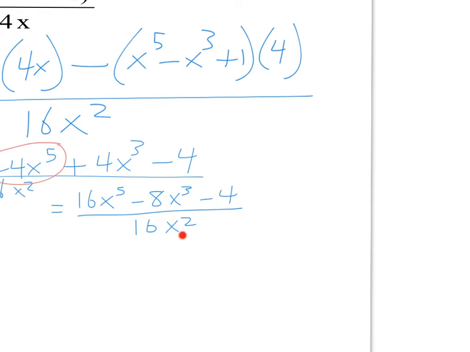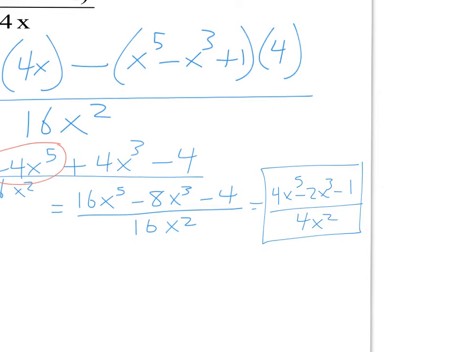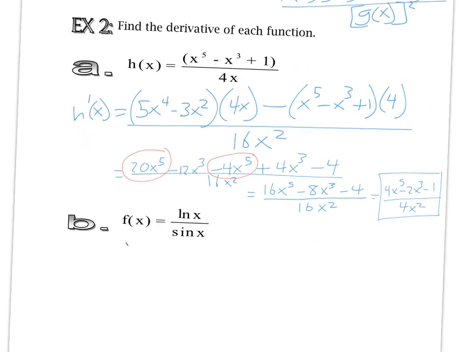Looks like I could take a 4 out of everything. So if I do that, I would have 4x to the 5th minus 2x cubed minus 1 all over 4x squared. I think that's as simplified as we're going to be able to get it. So let's go ahead and move on to the next one.